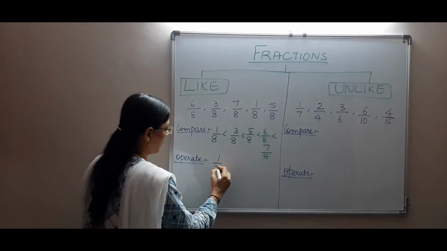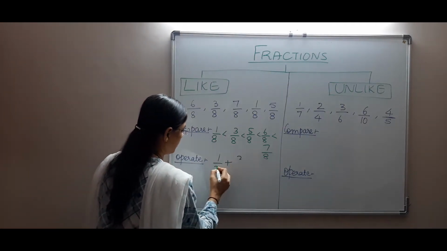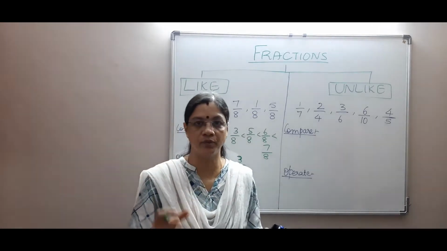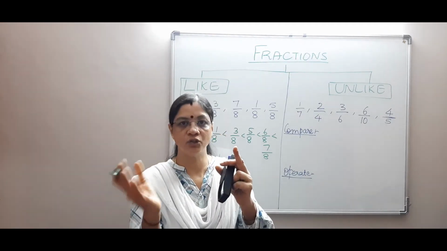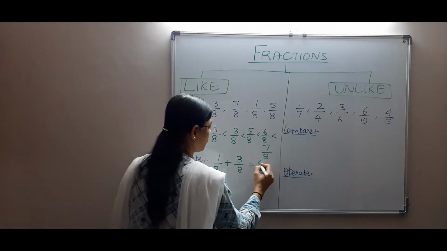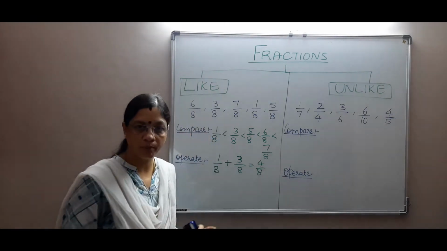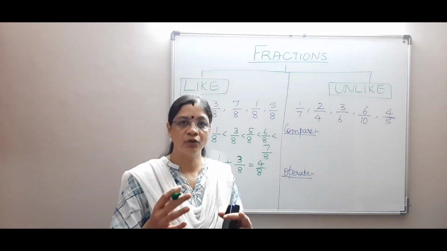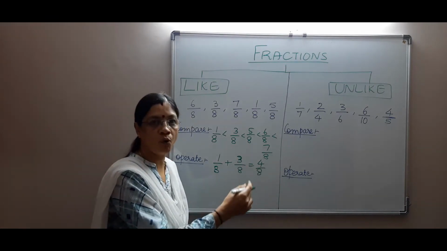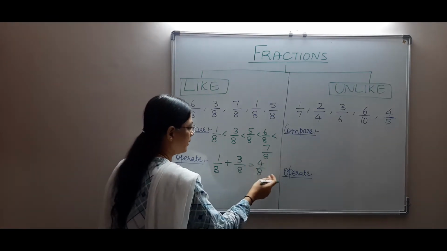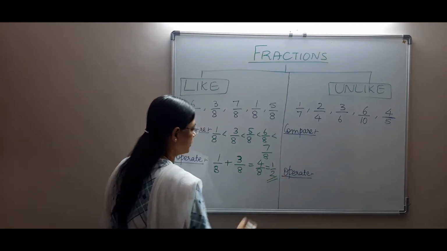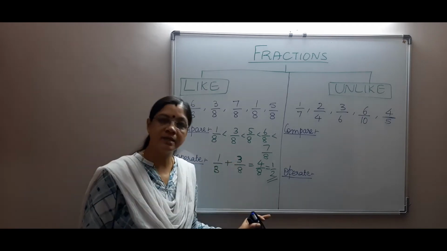See, 1 by 8 plus 3 by 8. I showed you the shadings before, isn't it? 1 by 8. Along with it, if I shade 3 other parts, how many parts will it be? Just 4 by 8, isn't it? But we can't stop with this 4 by 8. I told you 4 by 8 can be reduced if they have a common factor other than 1. Here the common factor is 4. Dividing the numerator and the denominator by 4, I get 1 by 2. So 1 by 2 is the answer for 1 by 8 plus 3 by 8.